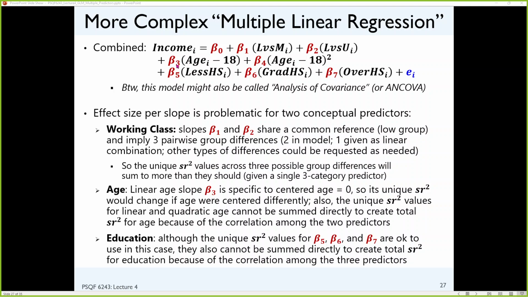So that means that any effect size is specific to that slope at 18. And the effect size would be different if the linear slope were centered at 20 or 25 or 30 or any other spot. And that kind of makes me nervous to think that I can manipulate the effect size by changing my centering. That feels a little cheaty to me.